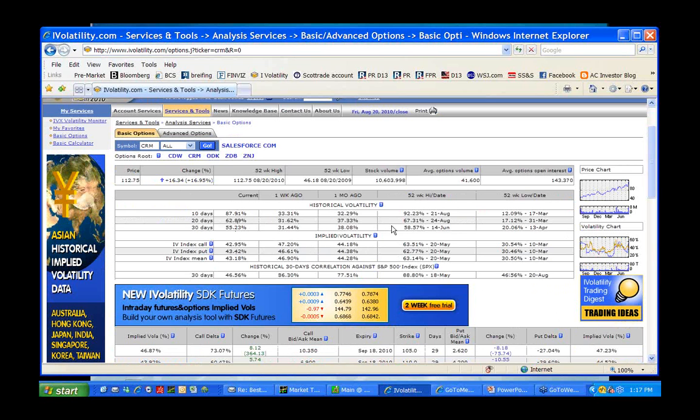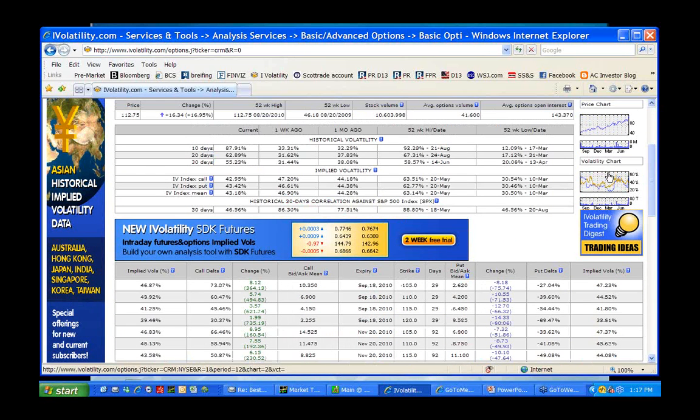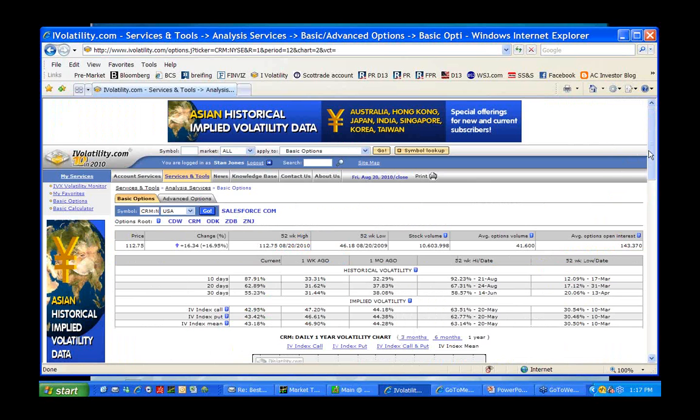I can look at a week ago, a month ago, the 52-week high, 52-week low. And down here, it gives me some different strike levels for the current month. Now, you can pay, I think it's $15 a month, and you can get all the other expiration dates. But I mostly use this chart right here. You see there's a price chart on the top, there's a volatility chart on the bottom. If you just click on that picture, it brings up an enlarged chart.